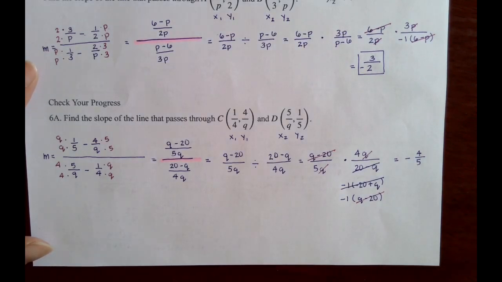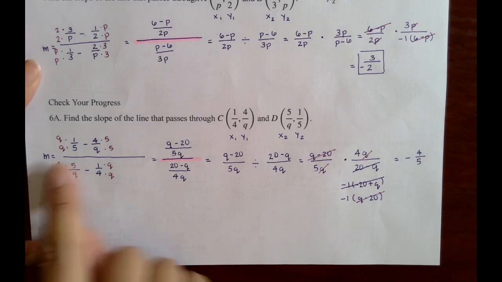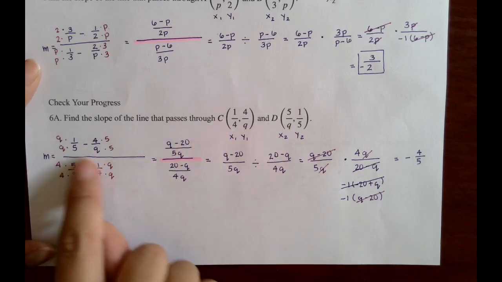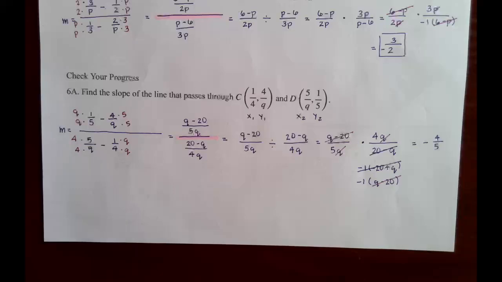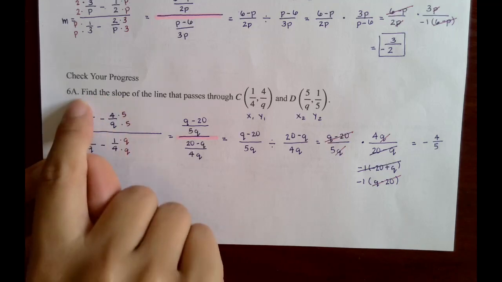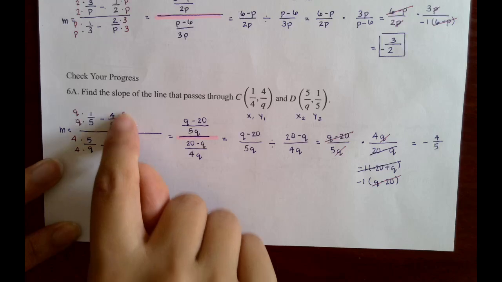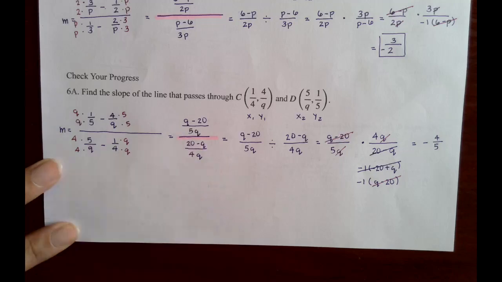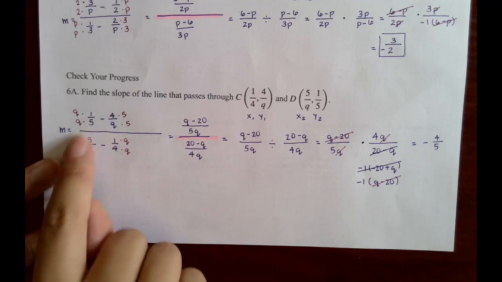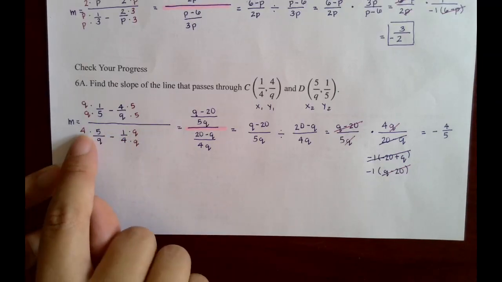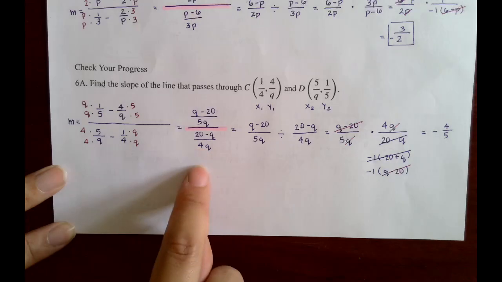Okay, so again, finding the slope. So I'm going to use the slope formula. So m equals y2 minus y1 over x2 minus x1. Right? So here for the fractions, since I'm subtracting them, I need common denominator. So common denominator for the top part is 5q, so that's why I'm multiplying both of these by q, and multiplying both of these by 5. So that's why it becomes q minus 20 over 5q. Okay. For the bottom part, common denominator would be 4q, that's why I'm multiplying these by 4 and these by q, so that will be 20 minus q all over 4q.